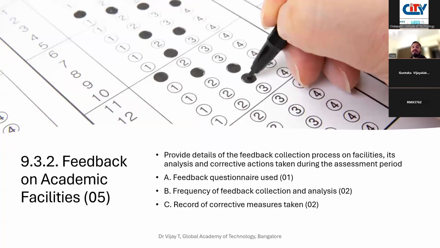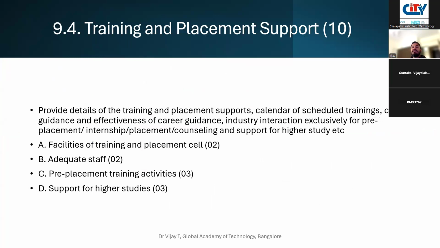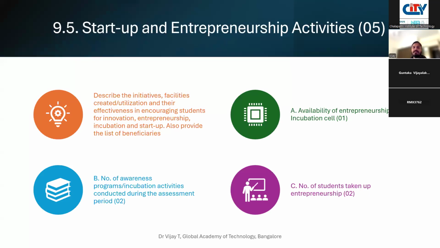Feedback on academic facilities has to be taken from the students and the faculties. They have to give this feedback, which has to be maintained at an institution level. So TPO, complete cell support. What is it? How is it being done? What are the facilities there? How many staff are there? What are the pre-placement training activities? What is the support given by the placement cell for higher studies? So all these aspects have to be taken into consideration.